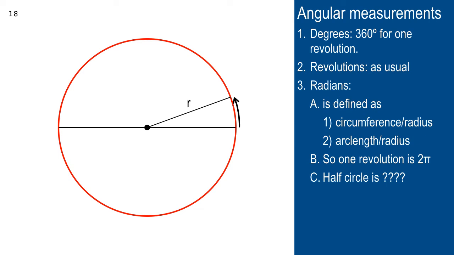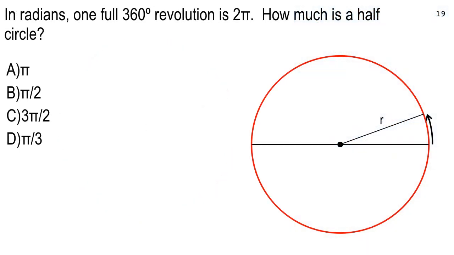Clicker time. Get your clickers out. So 2 pi is the same as 360 degrees. Pi over 2 is the same as 90 degrees. So question number 1 for today, just to give you a mental workout: how much is half a circle? 180 degrees. So go ahead and type in an answer. Pi, pi over 2, 3 pi over 2, pi over 3.